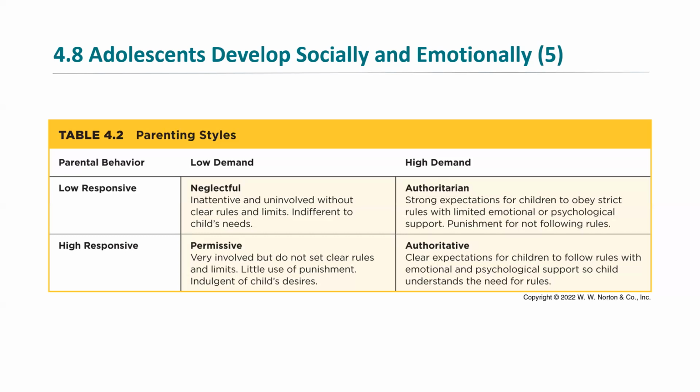Okay, moving over to authoritarian, top right. They have a lot of rules and limits, high demanding. They're highly demanding, but they're low on the responsiveness scale. So let me read what they have here. First, strong expectations for children to obey strict rules with limited emotional or psychological support. They typically have strict punishments for not following the rules.